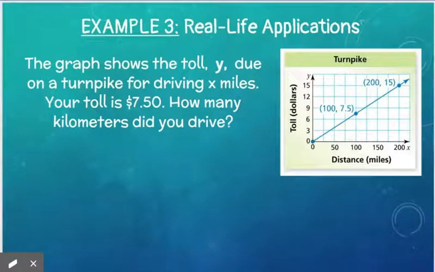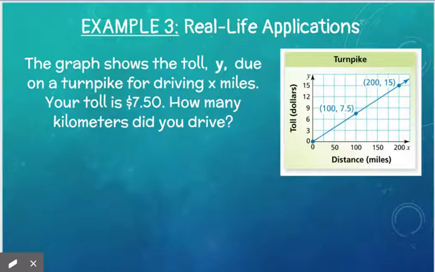All right, on to our last type of examples, which are real life applications. These are ones that are actually going to make sense in the real world. So we've got this graph, and it shows us the toll, which they're representing with the variable y, due on a turnpike for driving x miles. Your toll is $7.50. So how many kilometers did you drive?